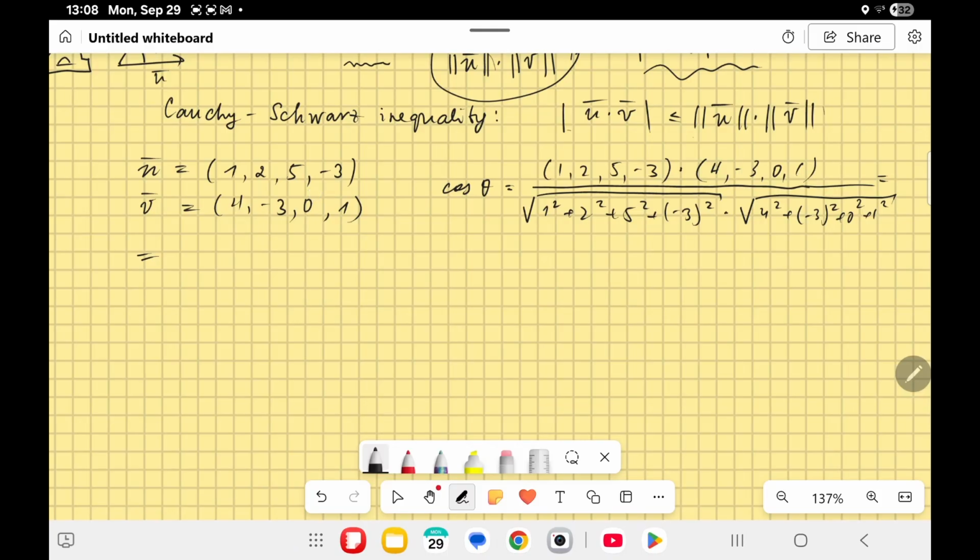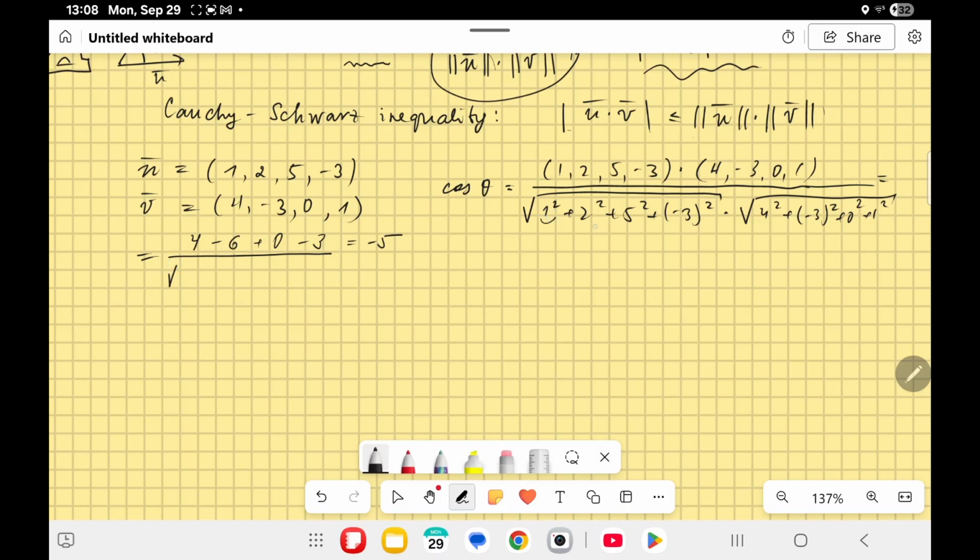Well, let's do the dot product. So 1 by 4 is 4, right? 2 by minus 3, well, probably I should write it down. So 2 by minus 3 is minus 6, right? 5 by 0 is 0, and minus 3 by 1 is minus 3. So we are going to get minus 5 here in the numerator.